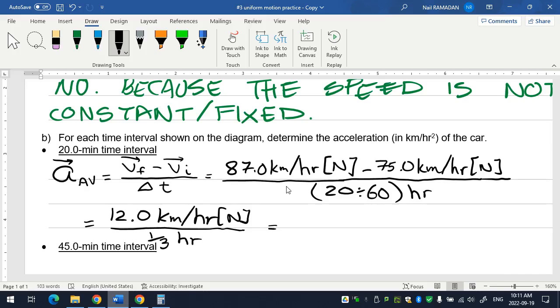Can someone tell me what's 12 times 3? 36. Technically, we need to put 36.0 because we have to maintain it to 3 sig fig. So 36.0 in what unit? You do have to guess. Exact. Square. I will always remind you. Kilometers per hour squared. In which direction?